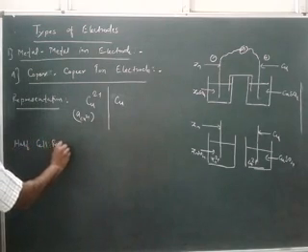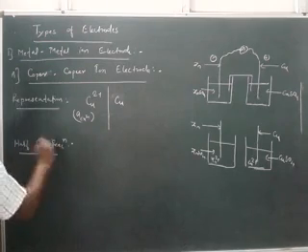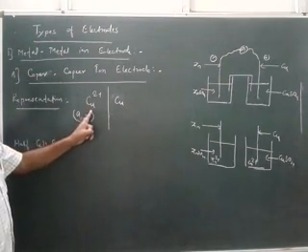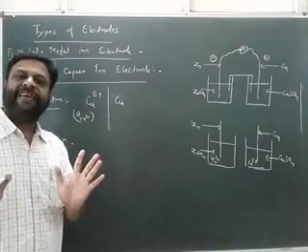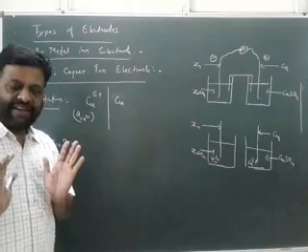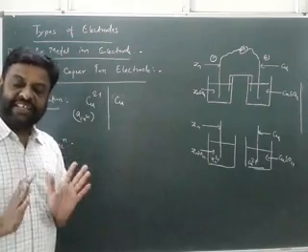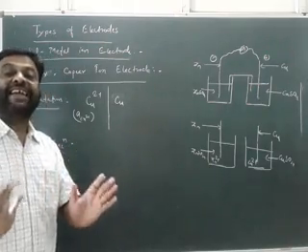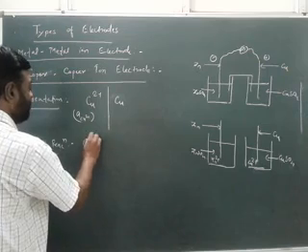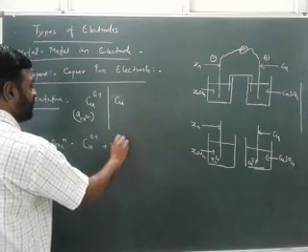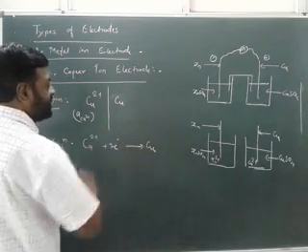Half cell reaction. We see here, this is the representation of the positive electrode. Positive electrode means where the reduction reaction takes place, where the positive potential is developed, where ions get discharged. So this is the half cell reaction: Cu2+ + 2e- gives rise to Cu.